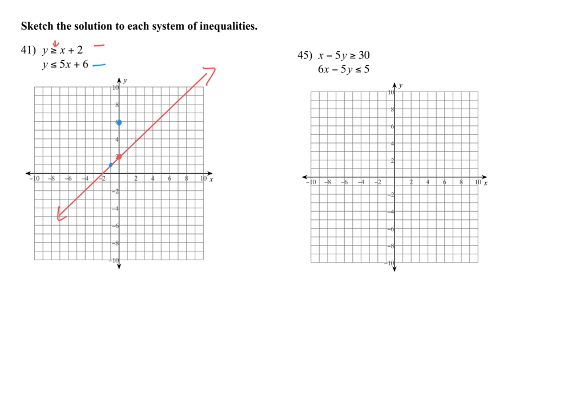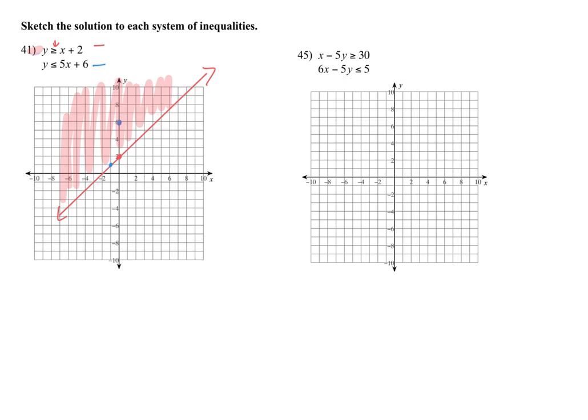For this line right here, this top line, is that above or below? Is y bigger than the line or smaller than the line? Bigger. So that's actually going to be bigger than the line.